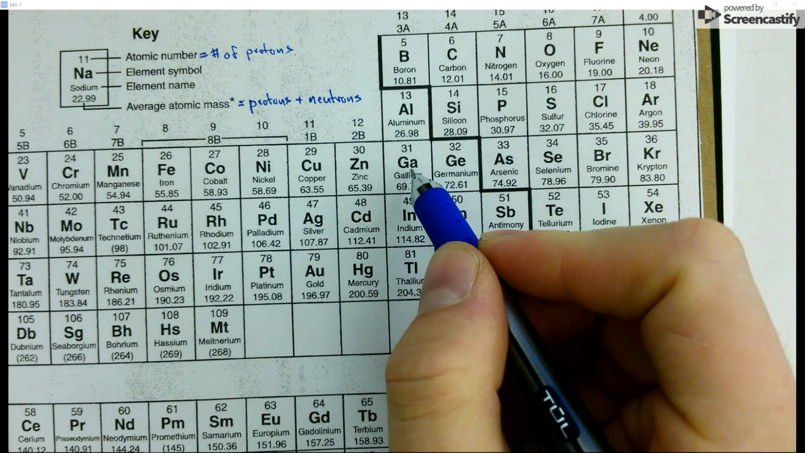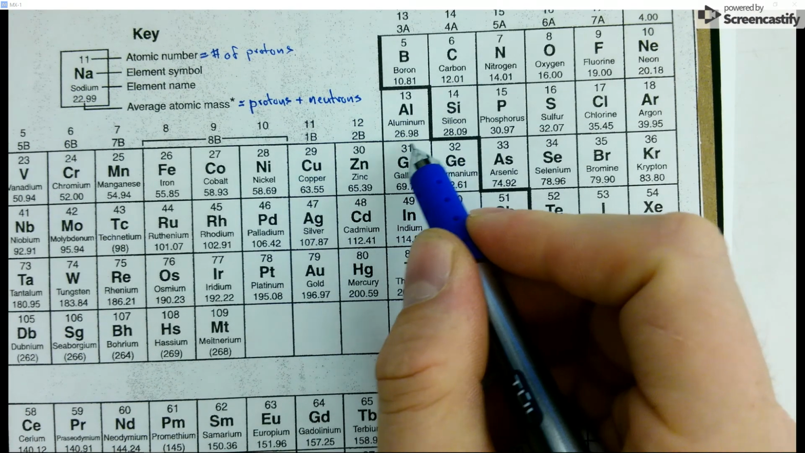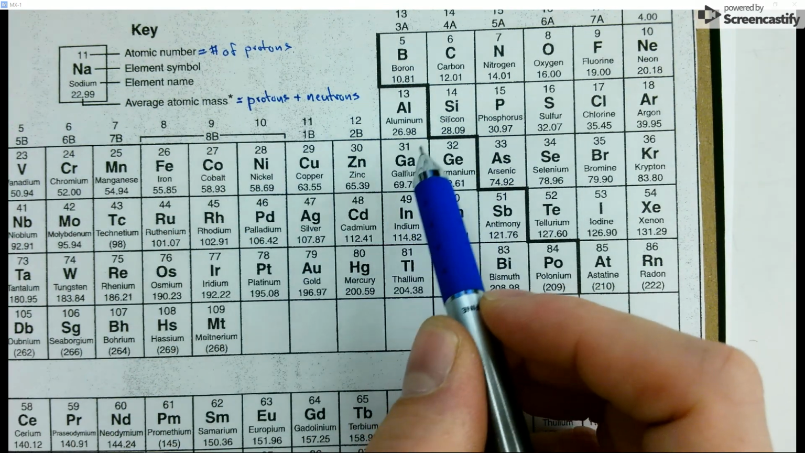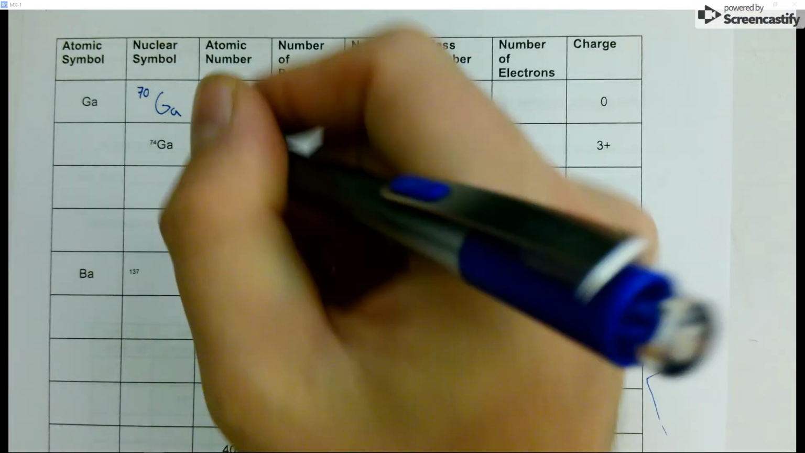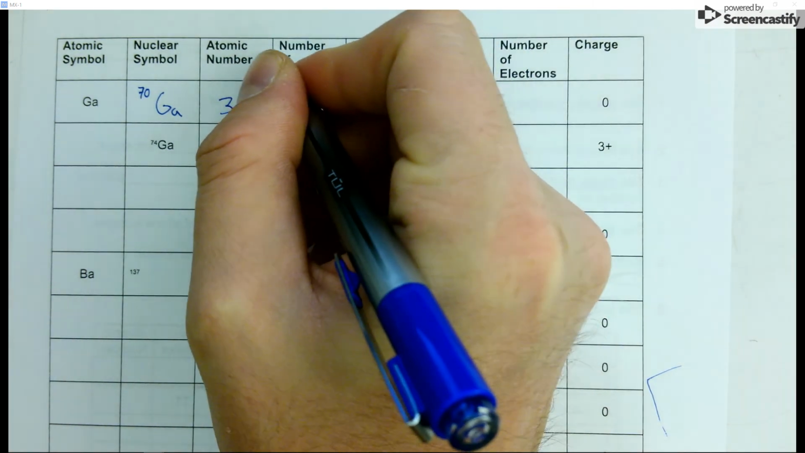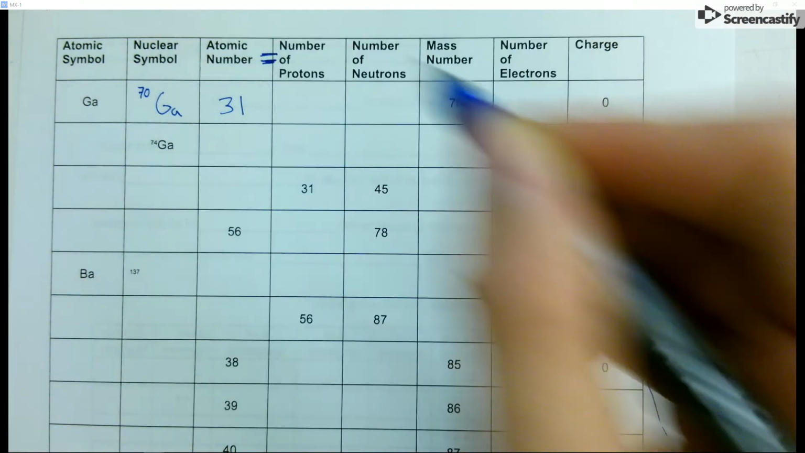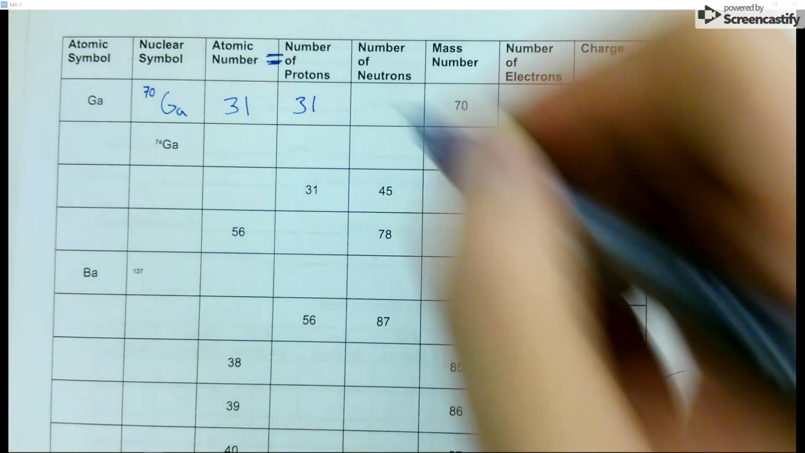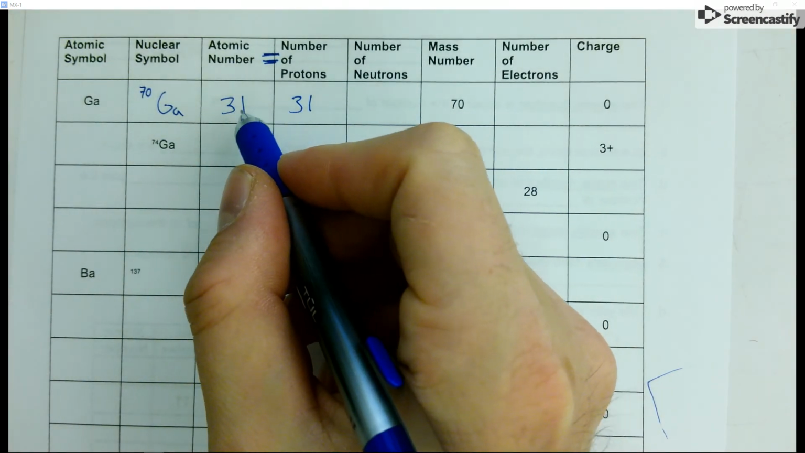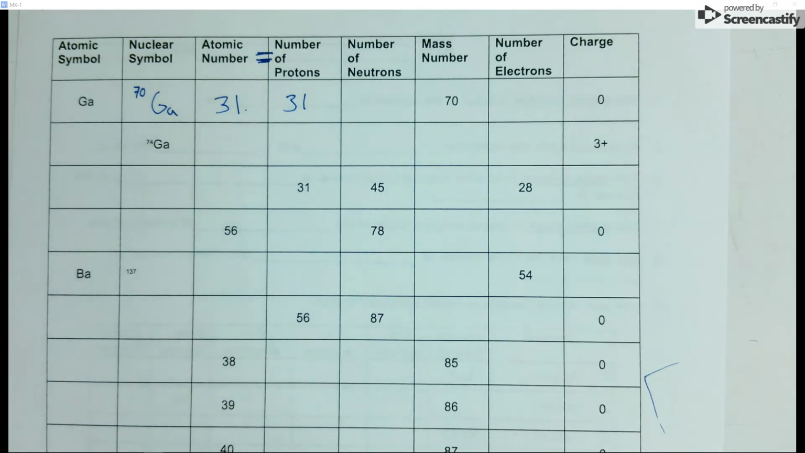Okay, so let's go back to our periodic table. And we look at gallium, and now we need the atomic number. And that's this number up above, right? If we look at our key, atomic number equals the number of protons. So we have 31 for gallium. Okay, so atomic number 31. And what I wrote on there is that the atomic number is always equal to the number of protons. It's because an element's type is dependent on the number of protons. So if we're looking at gallium, it will always have atomic number 31 and 31 protons. Always, which is pretty nice.